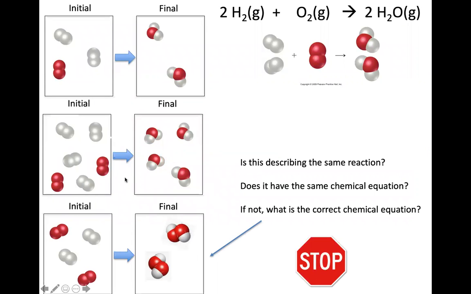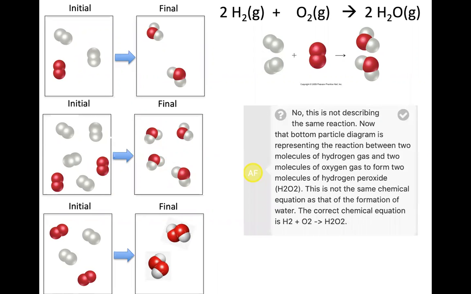Now, when I had this as a scenario right here, I asked, was this describing the same reaction? Would it have the same chemical equation? If not, what would be appropriate? I thought this was a pretty complete response. It says, no, this is not describing the same reaction. Now, this bottom particle diagram is representing the reaction between 2 molecules of hydrogen gas and 2 molecules of oxygen gas to form 2 molecules of H2O2, which is called hydrogen peroxide. This is not the same chemical equation as that to form water, and they propose that the correct one should be H2 plus O2 to give me H2O2.